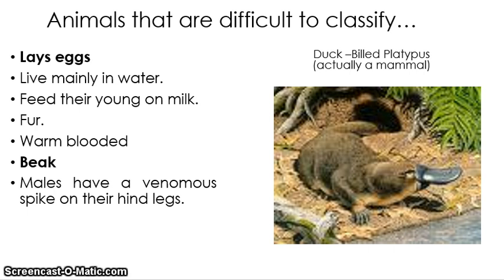They live mainly in water. They feed their young on milk, so they do have mammary glands that feed their young, just like mammals. They have fur and are warm-blooded, like mammals. But they also have a beak. As you can tell from the name and the picture of the duck-billed platypus, they have a beak, which is normally what you'd expect from a bird. However, they do have fur and are warm-blooded. The males also have a venomous spike on their hind legs, which is unusual for mammals.